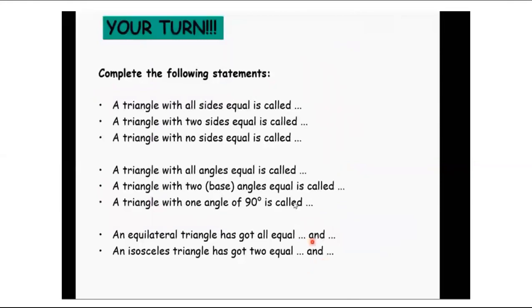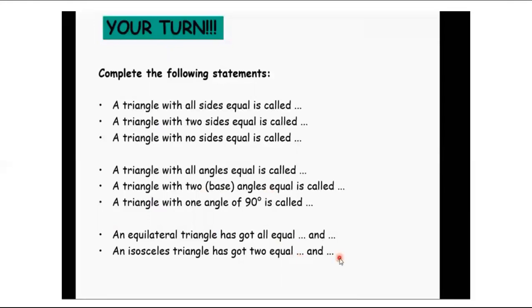You can see a triangle with all sides equal. A triangle with all sides equal is called what? A triangle with two sides equal is called what? A triangle with no equal sides. Triangle with all angles. Triangle with two base angles equal. And a triangle with one angle of 90 degrees is called. An equilateral triangle has got all equal dash and dash. An isosceles triangle has got two equal dash and dash.